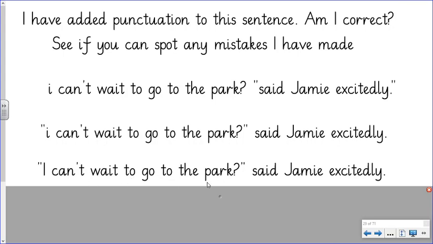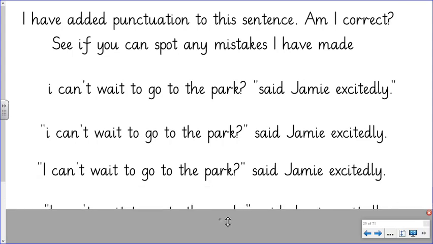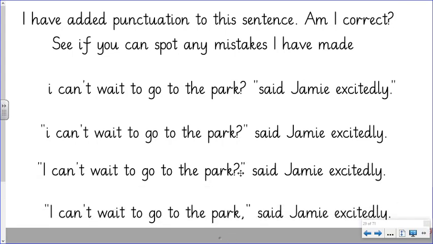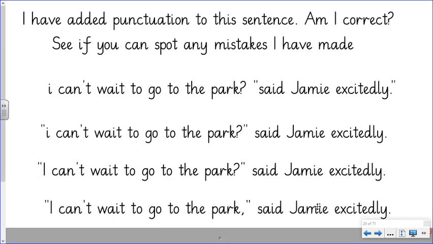Anybody spotted it? I have used the question mark incorrectly. Jamie is not asking a question. She's just saying that she can't wait to go to the park. So I've replaced it with a comma. And now our sentence is correct.